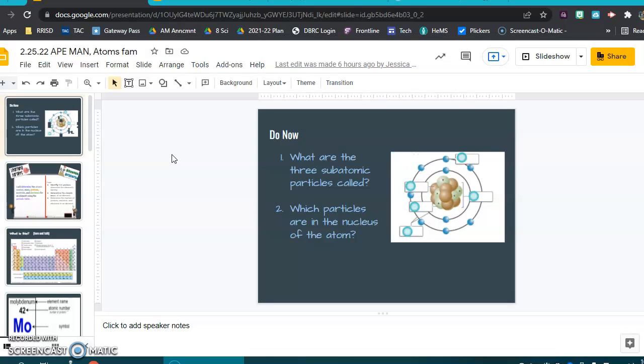So in this picture, what are the three subatomic particles called? So let's look. Oh yeah, we got our protons, our neutrons, and our electrons. And which particles are in the nucleus? Well, when you pointed these out, we had the protons and neutrons here in the nucleus.